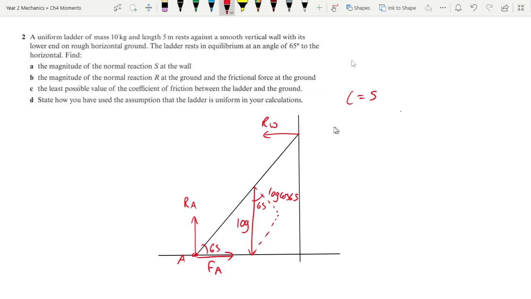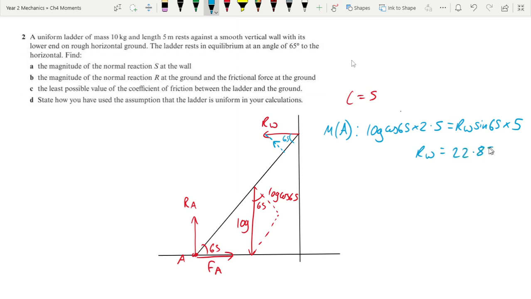Okay. So to find the magnitude of this reaction force, we're going to take moments about A, about the bottom of the ladder. So I've got 10g cos 65 times halfway, so that's 2.5. That equals, we want the perpendicular component, this angle in here is going to be 65. So that's RW sine 65 times the length 5 meters away. And if we solve that, we get RW, or in this case S they've asked for, is 22.85 newtons.